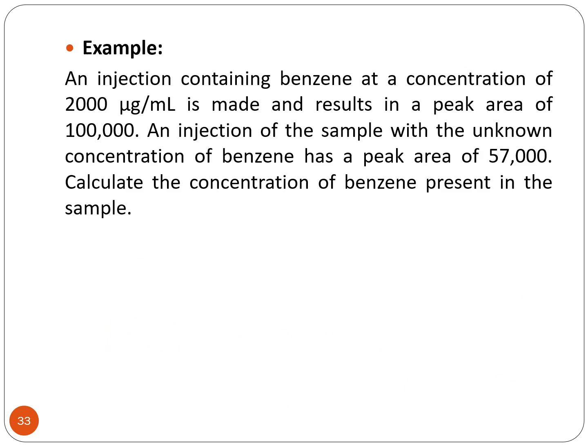An injection containing benzene at the concentration of 2000 microgram per mil is made and result in a peak area of 100,000. Okay, ni concentration ni adalah peak area of the benzene. Okay, benzene ni yang kita tahulah. Lepas tu an injection ataupun standard. Okay, an injection of sample with the unknown concentration of benzene. Okay, ni sample with unknown concentration of benzene ni sample kita lah, analyte. Has a peak area of 57,000. Calculate the concentration of benzene present in the sample.